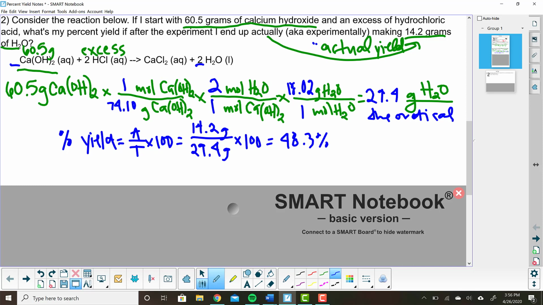I'm not going to say lower than 50%, probably some errors in the experiment setup that you would need to address if you wanted to actually produce a lot of the product. So yeah, that's how you would use our stoichiometry to calculate the theoretical yield.